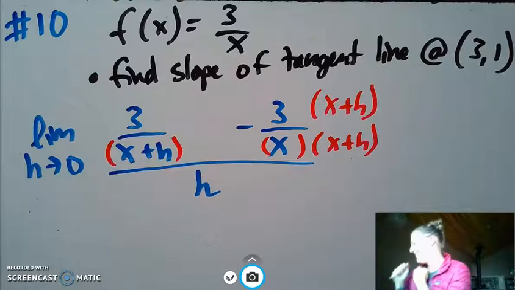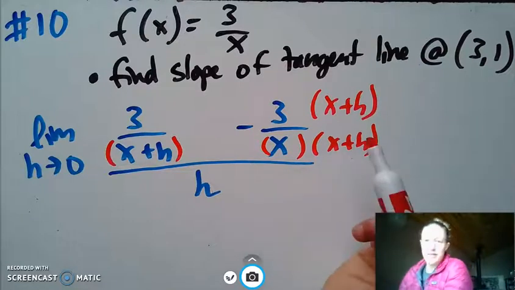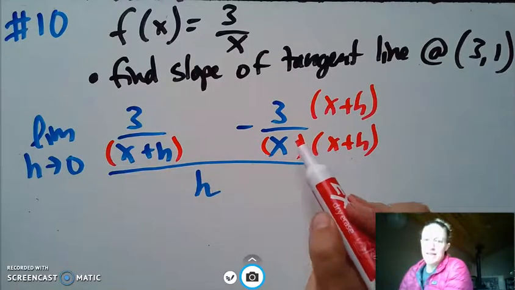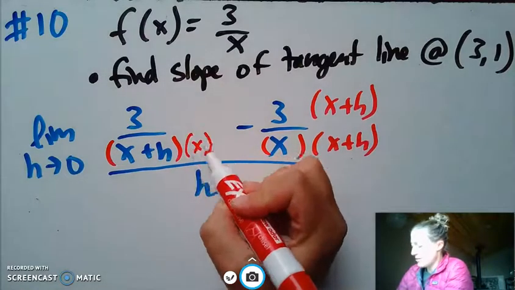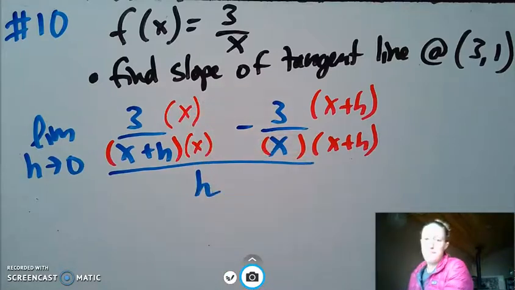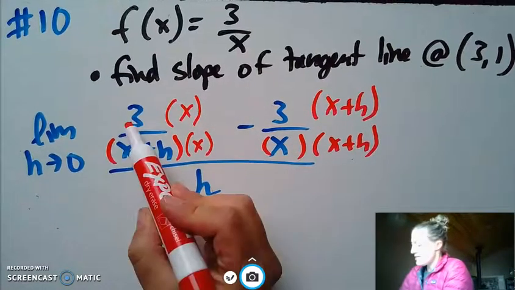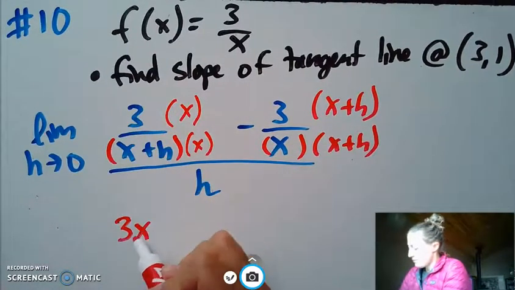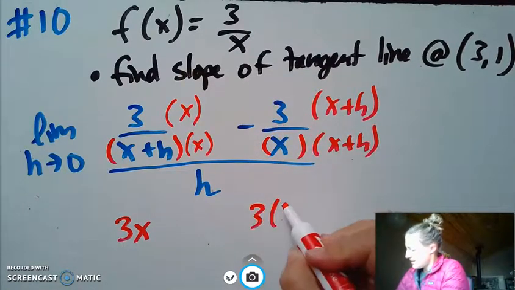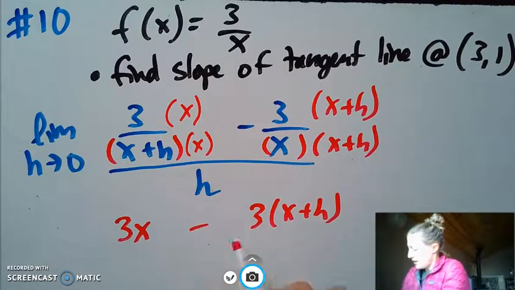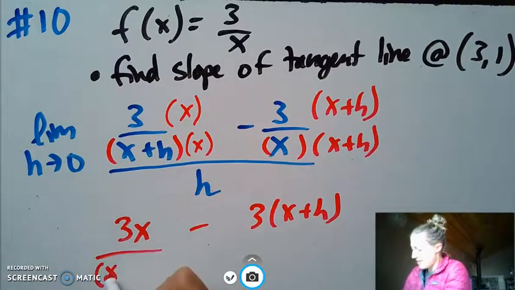I'm back. Okay, so we're getting a common denominator. So x times x plus h can be the common denominator. This one needs an x, so whatever you do to the bottom, you have to do to the top. And so then this top is 3x, and this top is 3 times x plus h. And there's a minus sign, and now they have a common denominator.